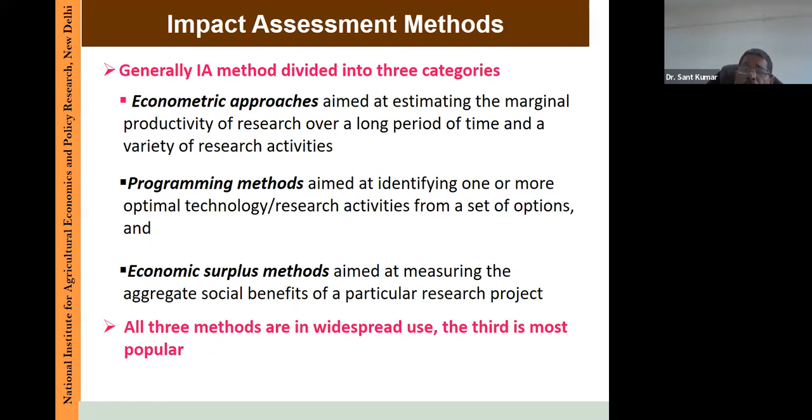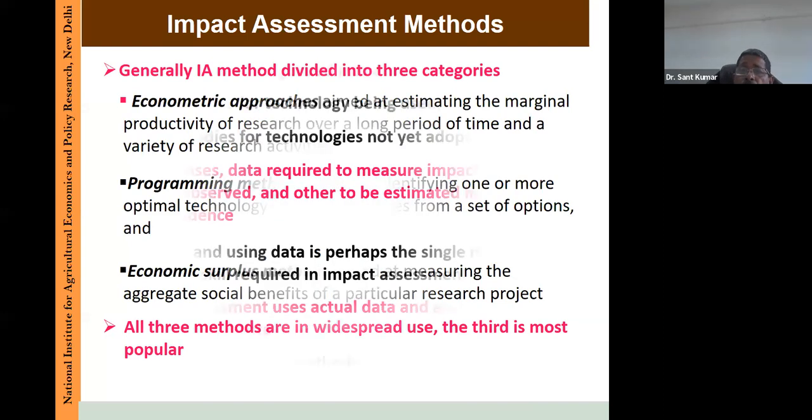Generally, impact assessment is categorized into mainly three categories: the econometric approach, estimating the marginal productivity; the programming approach, the optimum technology research, identifying one or more optimal technologies; and the economic surplus approach, which mainly aims at measuring the aggregate social benefits of a particular research project. All three methods are in widespread use, but this third method is most popular because of its simplicity and less data need.